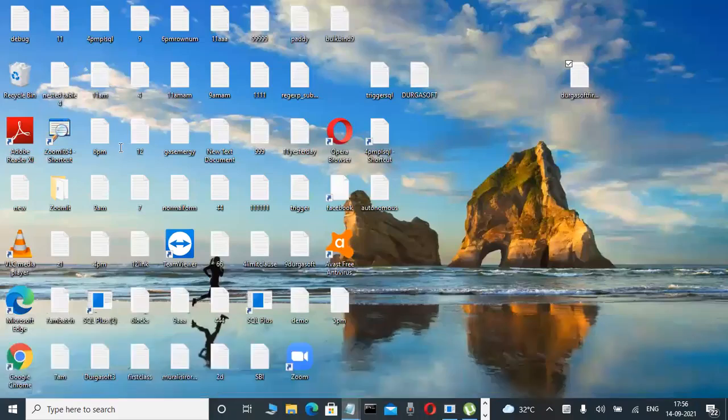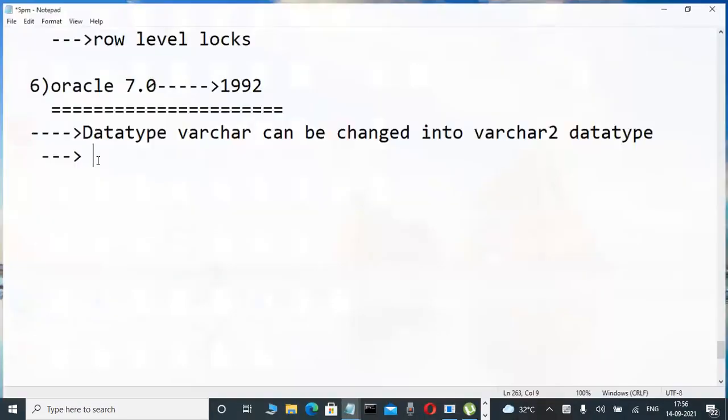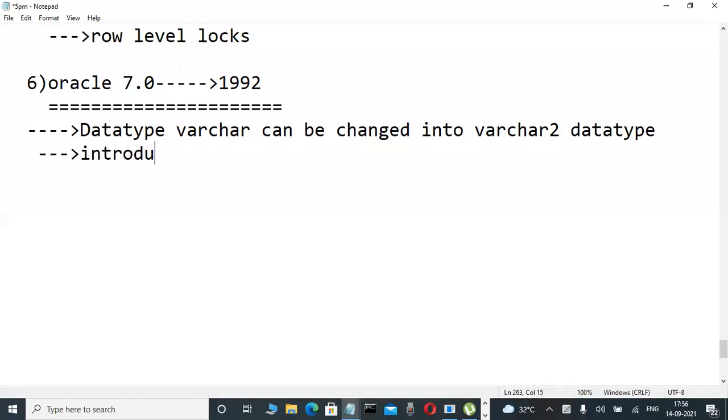Write it. Introduced truncate table command. Truncate, write it fast. Truncate table command.